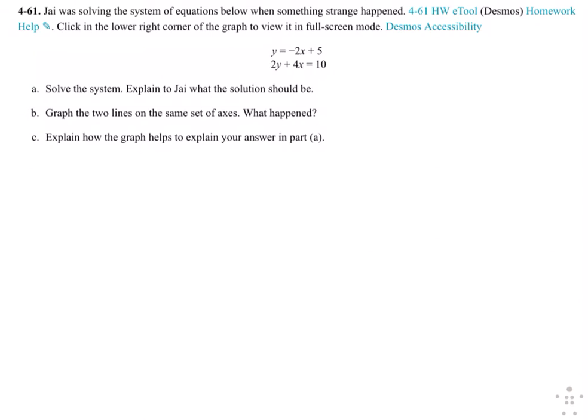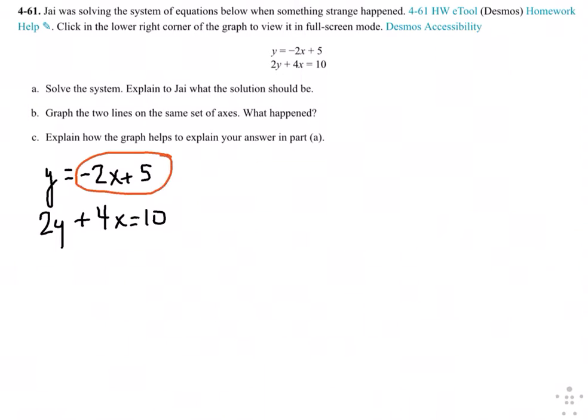Okay, for 461, A, they want us to solve. So, right, it's y equals negative 2x plus 5 and 2y plus 4x equals 10. I'm going to say that since this top one is solved for y, I'm going to substitute that in for y right there. I think that's going to be the most straightforward.